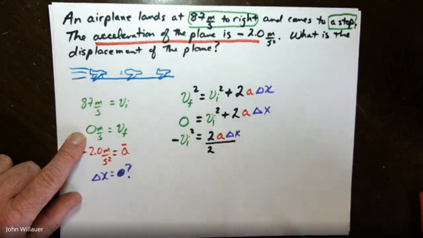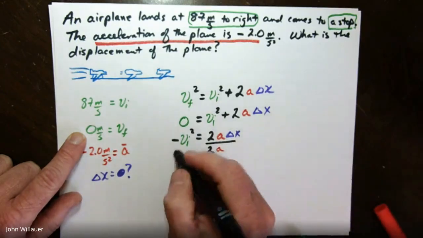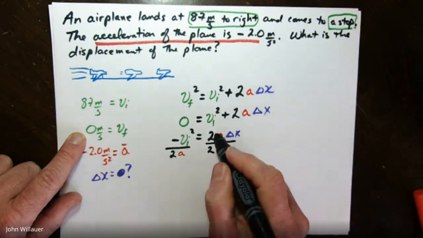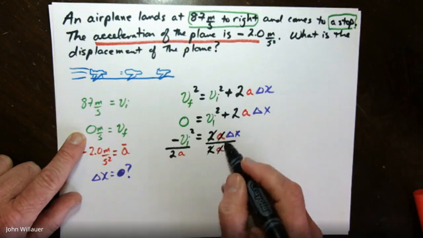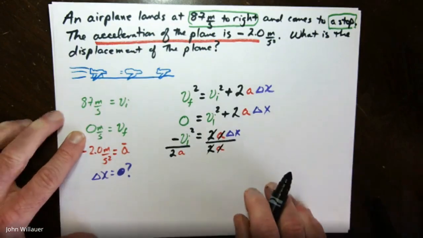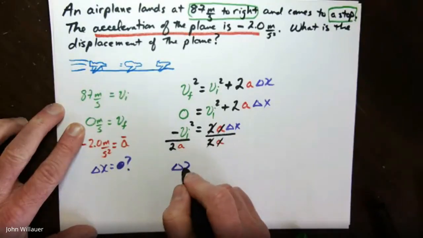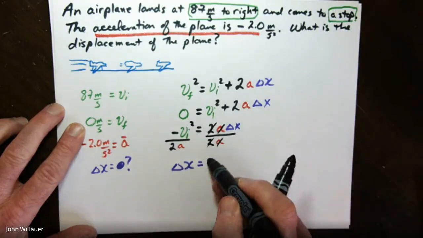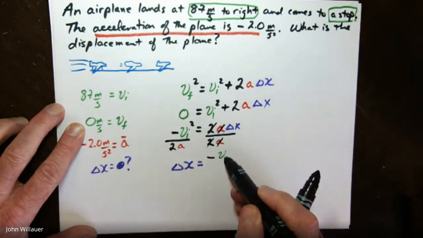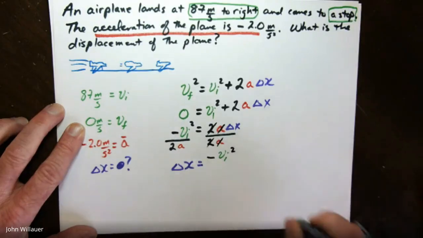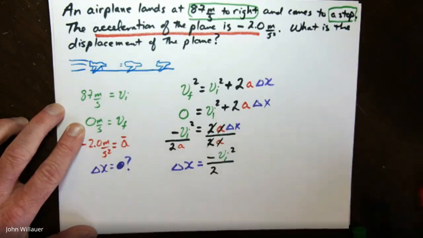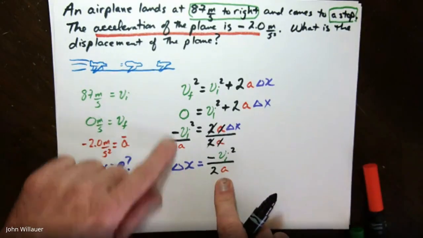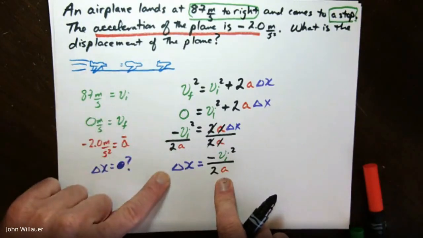Divided by 2a on this side. And whatever I do on one side, I have to do to the other, 2a. And now the 2's cancel, the a's cancel. So I'm left with my equation here, which is delta x, because that's the only thing that I have left over here. I'm just going to write it on this side, equals minus my initial velocity squared divided by 2 times the acceleration. So now that took some work to get from our initial equation to the equation we want.